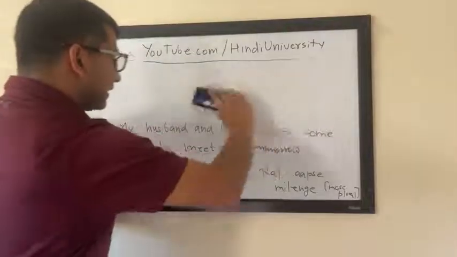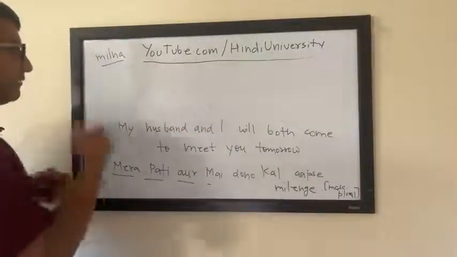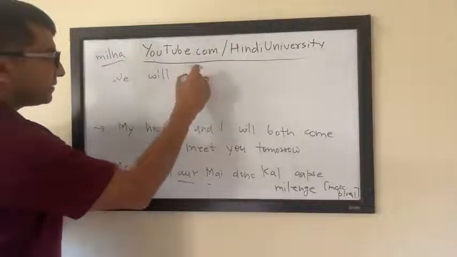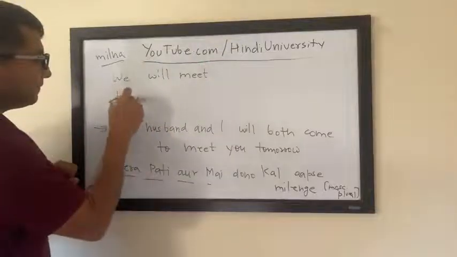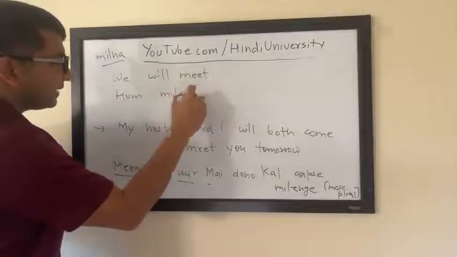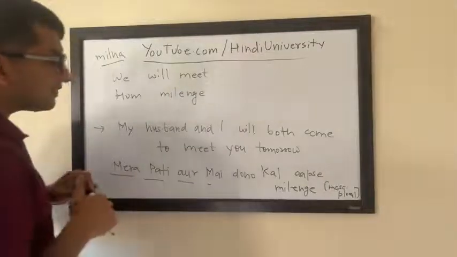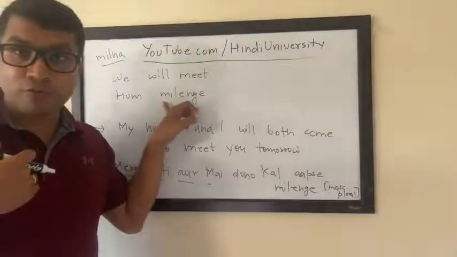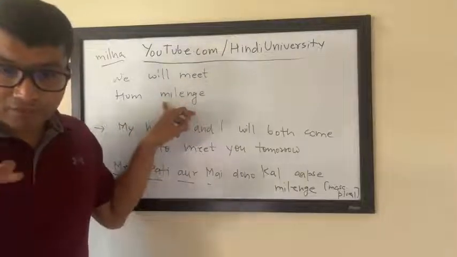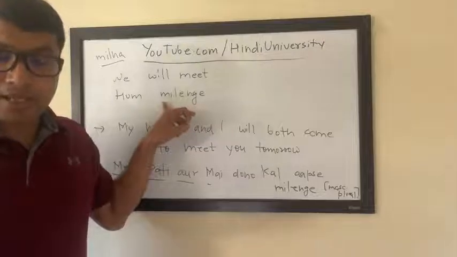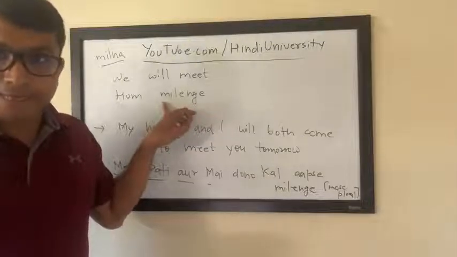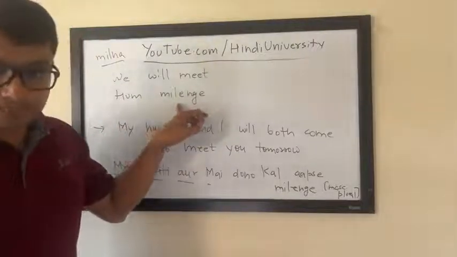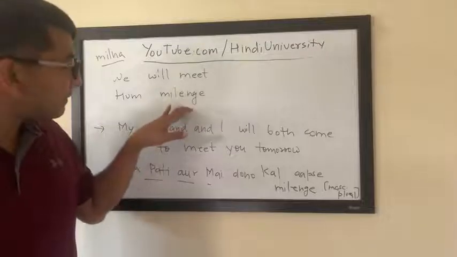This sentence is as simple as we will meet, which is hum milenge, right? In case you forgot the future indefinite, it's milna. For मैं it would be मैं मिलूंगा. For आप it is आप मिलेंगे. For female, वह मिलेगी. For a guy, वह मिलेगा. But for plural, हम मिलेंगे. The simple sentence is simply this, हम मिलेंगे.